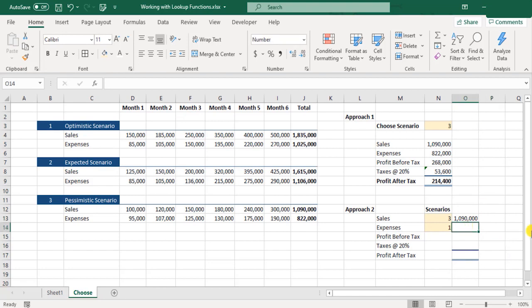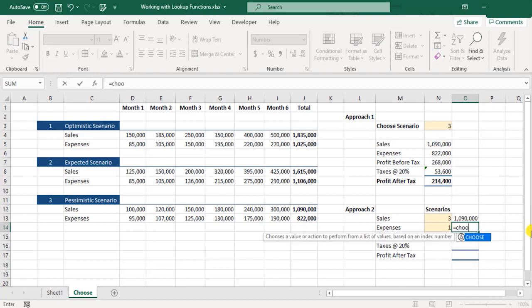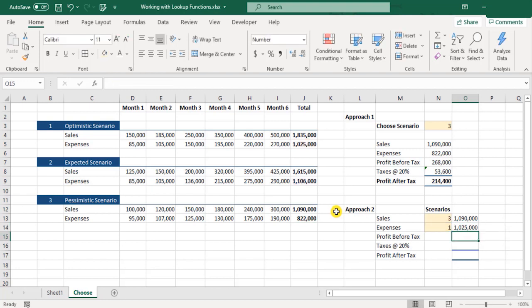Now, can we have a similar scenario for expenses, a choose function here? Now, this time we are looking for index number 1. Values. Now, this is about expenses that we are talking about. So, expenses, first scenario, second, and third. We close bracket. Here we have this. Now, this is even bad because the amount that would be available with you would be far less than the pessimistic scenario. Let us see.